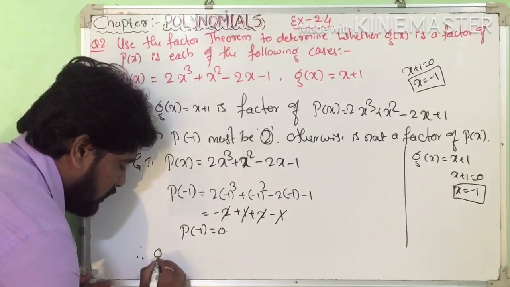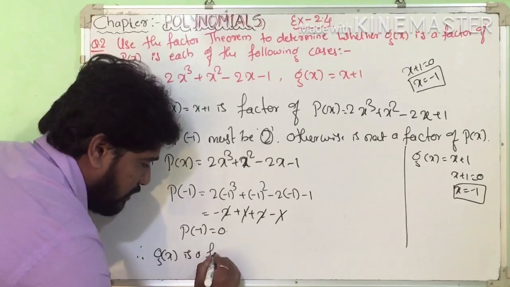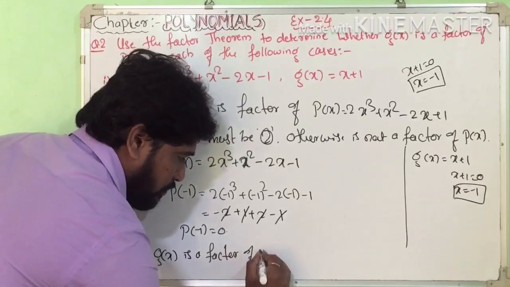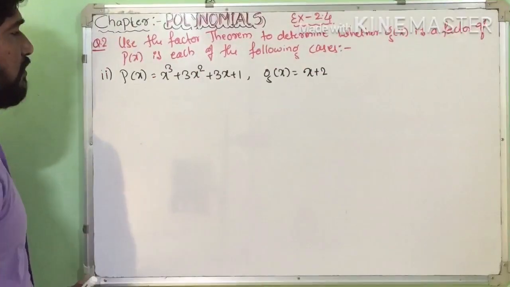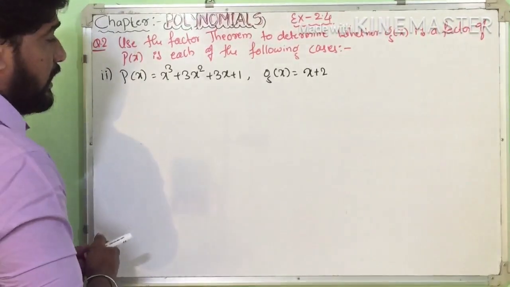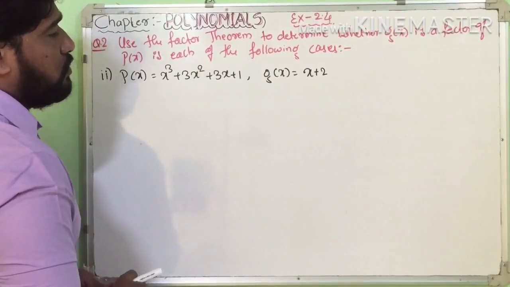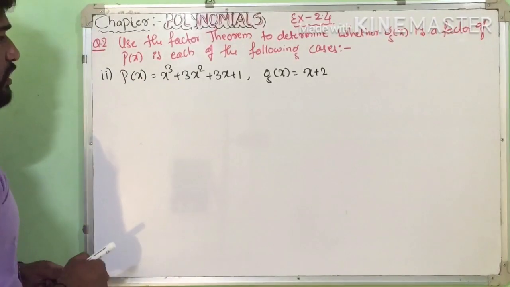Therefore g of x is a factor of p of x. So second question is that p of x is equal to x cube plus 3x square plus 3x plus 1, and g of x is equal to x plus 2. So here we want to find out g of x is a factor of p of x or not, right?